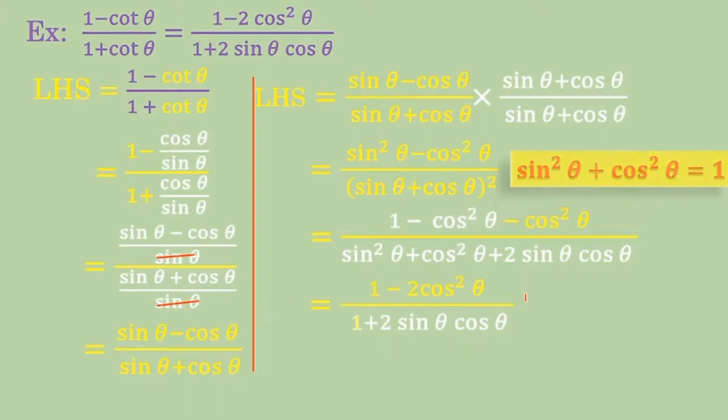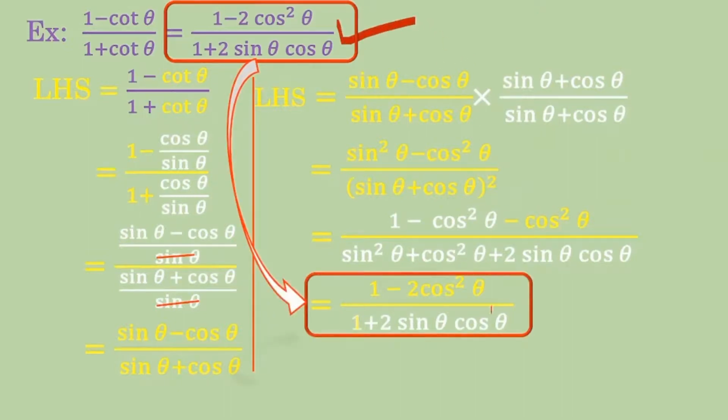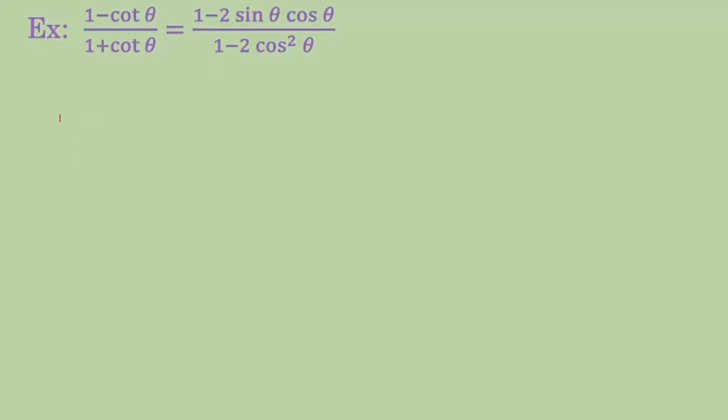Now compare the left hand side with the right hand side of the equation. It is clear that the left hand side is equal to the right hand side. Now let us look at a similar example with the same left hand side. Look at the next example.